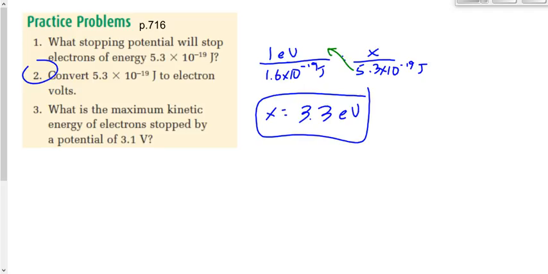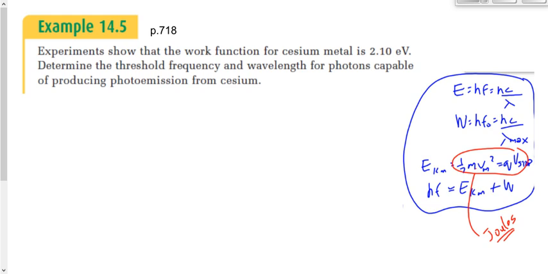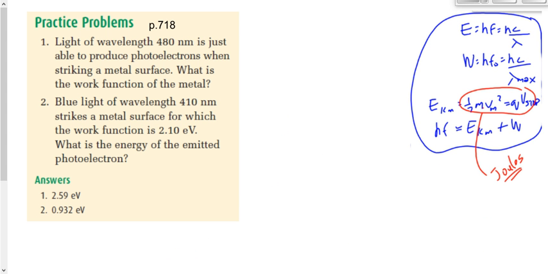So we can do that calculation in the context of the photoelectric effect for sure, but there's also a lot of other contexts where we might have to convert electron volts to joules or vice versa. Good? Okay, let's take a look at the second page here. And that was on page 718. Let's go over number 2 for this one, okay?